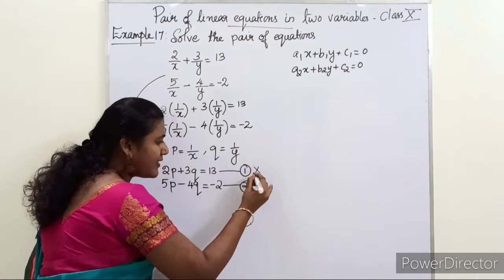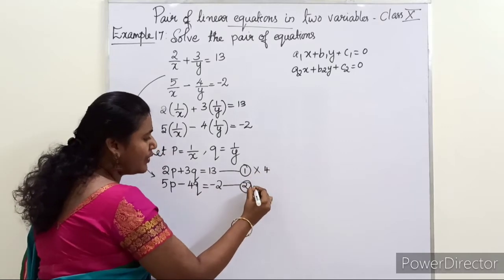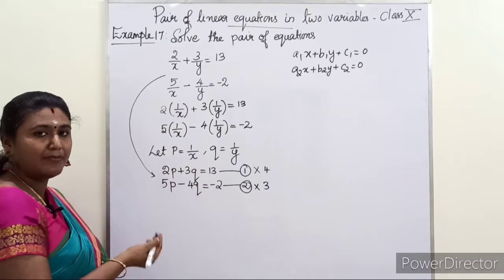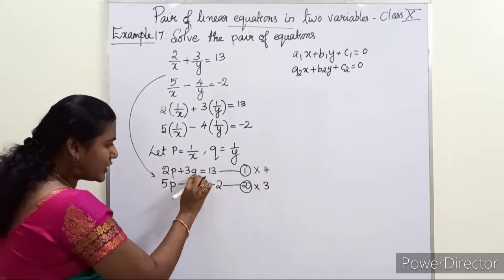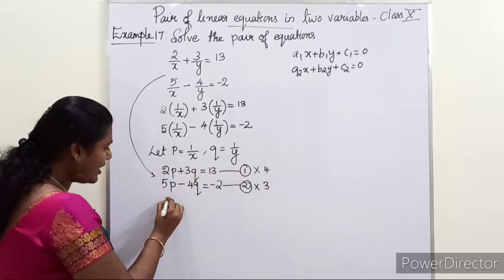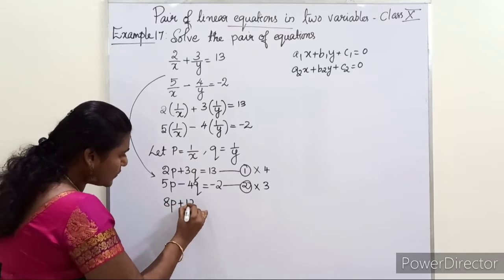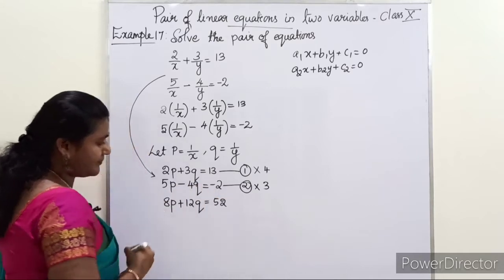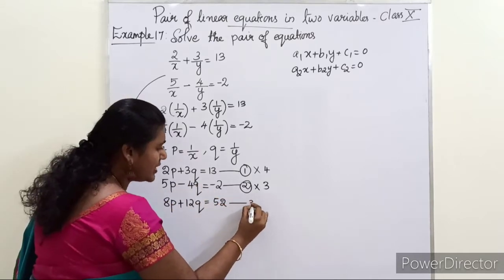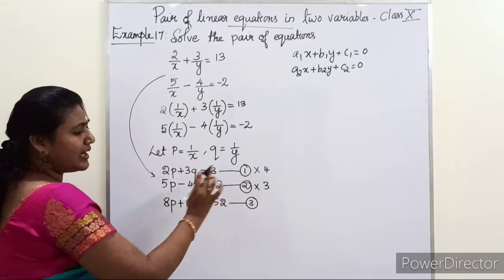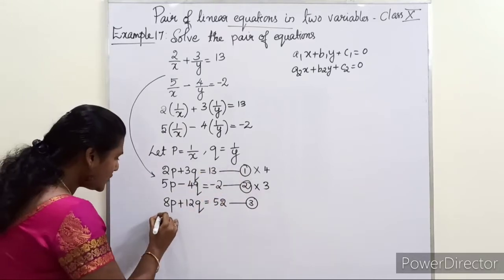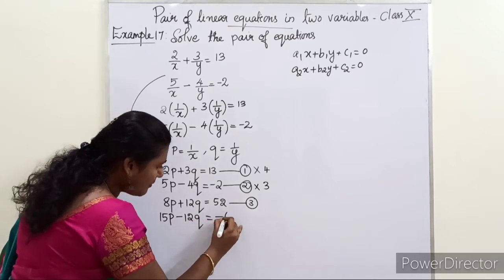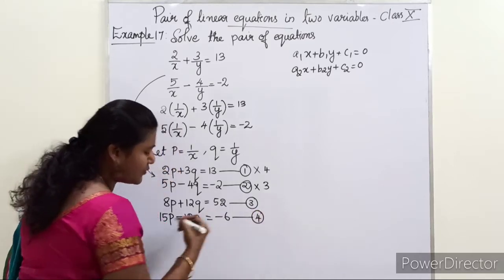So I am multiplying the first equation by 4 and the second equation by 3 so that the coefficient of q will become the same. In the first equation, multiplying by 4: 8p plus 12q is equal to 52. This is the third equation. Now the second equation I am going to multiply by 3: 15p minus 12q is equal to minus 6. This is the fourth equation.